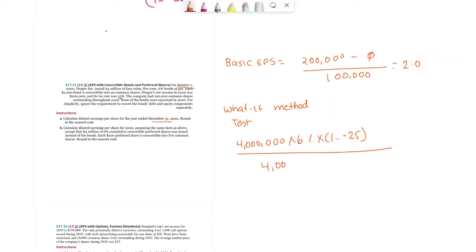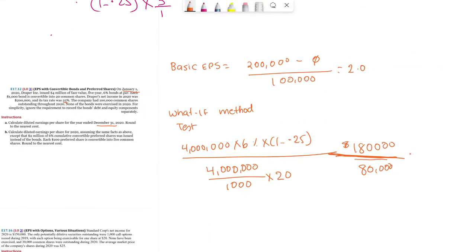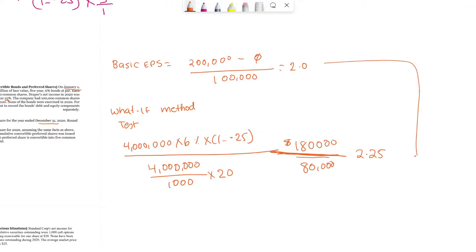So what is the value of our bond? 4 million divided by 1,000, and it can be converted into 20 shares. When you do this, the bottom number is your 80,000, and the top number is 180,000. So 180,000 divided by 80,000. What did we get? We got the per share, which is $2.25. We compare to the basic. Are they diluted? No, they are not diluted. They are called anti-diluted.